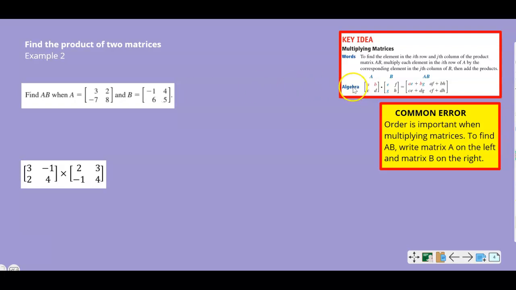So we're going to do that by multiplying the row by each column. The first row by the first column goes here, and then the second row by the first column goes here, and then the second row by the second column, the answer goes here. All right, so let's go ahead and try that with this first example. I have A and B, so I'm going to have 3 times negative 1.